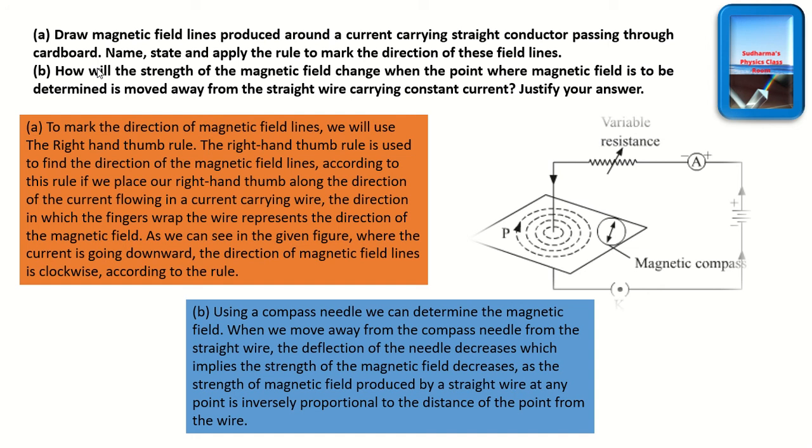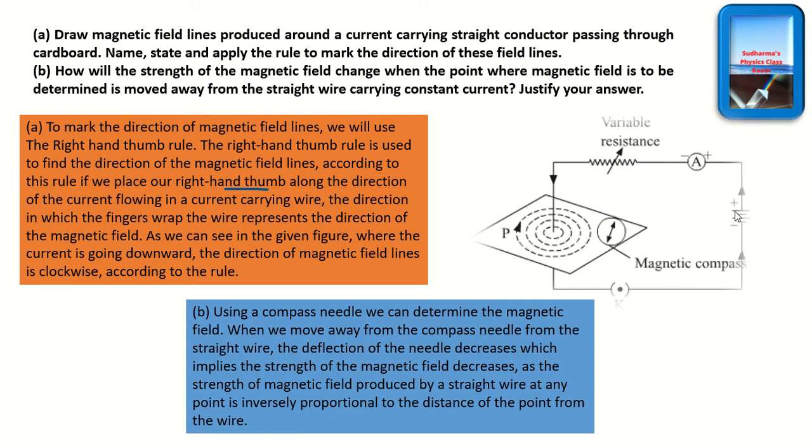So we are going to use right hand thumb rule, right? So that is a rule to find out the direction of magnetic field. And the statement is keep your right hand thumb in the direction of current and wrap around the conductor with the other fingers. So the direction in which the other fingers wrap around the conductor will give you the direction of magnetic field. So as shown in the figure, you need to be very careful when you draw the diagram.